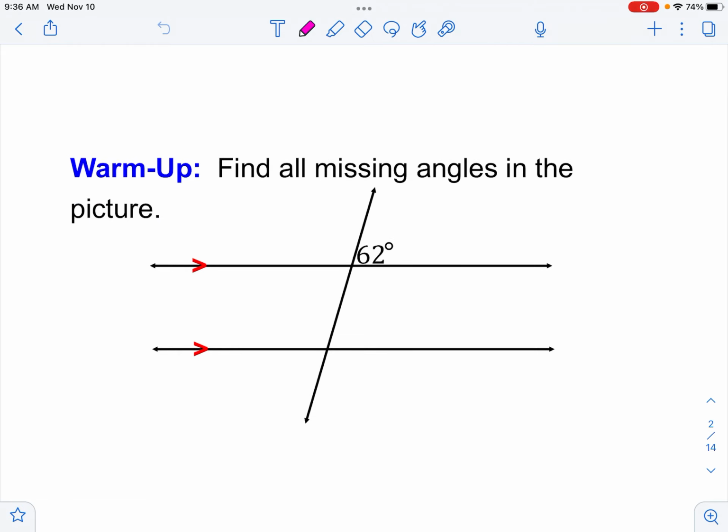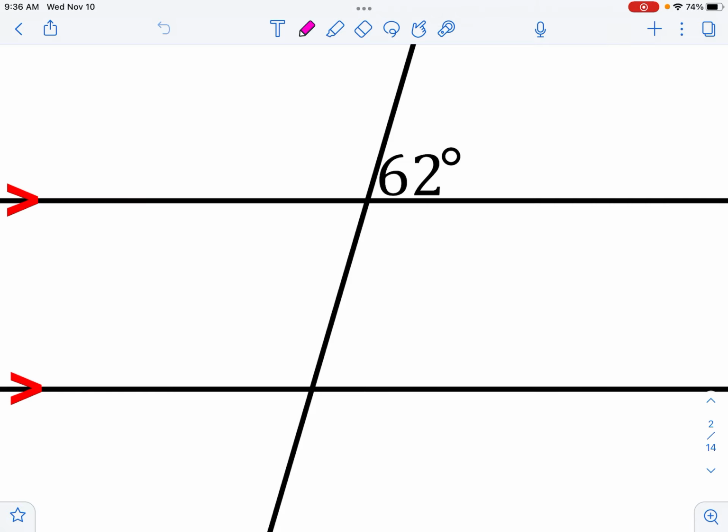It says find all the angles in the picture. Go ahead and pause your video and try doing that yourself. All right, this is from chapter 3, so you should recall those types of angles that are congruent. First off, we have vertical angles. That's 62 degrees. This is a linear pair. 180 minus 62 is 118 degrees. These are vertical angles, so this is also 118 degrees.